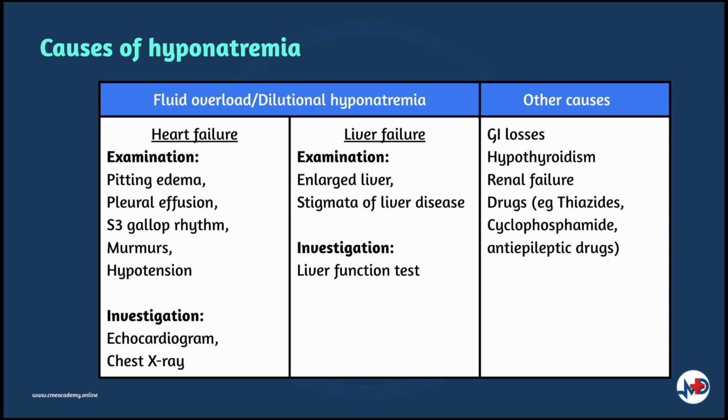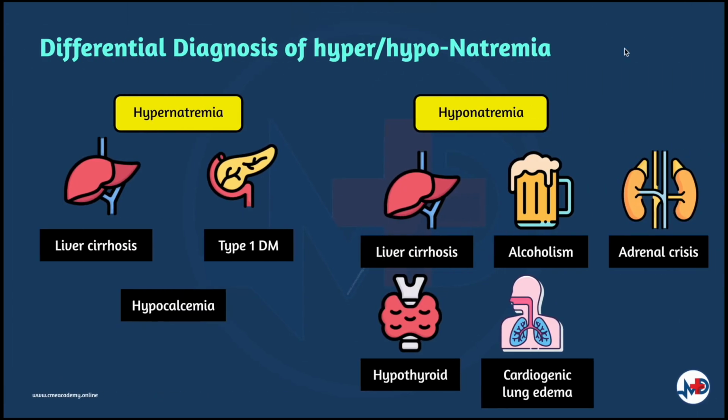hyponatremia as well. Among the differential diagnoses of hyper and hyponatremia include liver cirrhosis, type 1 diabetes, hypocalcemia, hypothyroidism, alcoholism, adrenal crisis, and cardiogenic pulmonary edema.